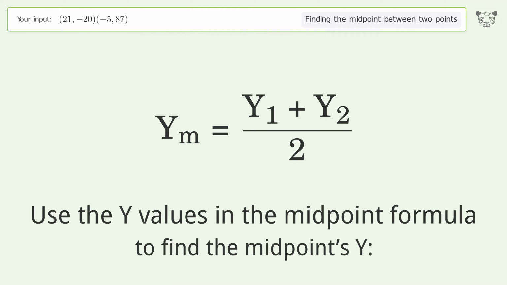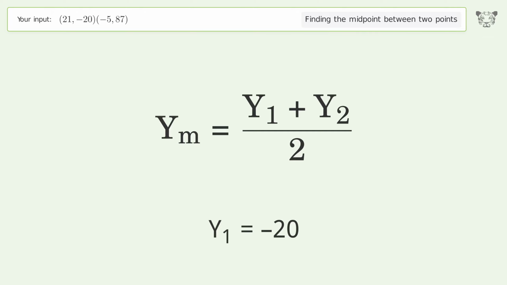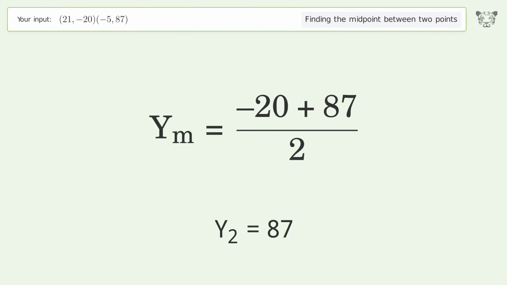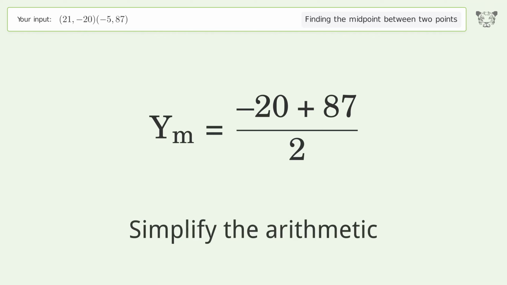Use the y values in the midpoint formula to find the midpoint's y. y1 equals -20. y2 equals 87. Simplify the arithmetic.